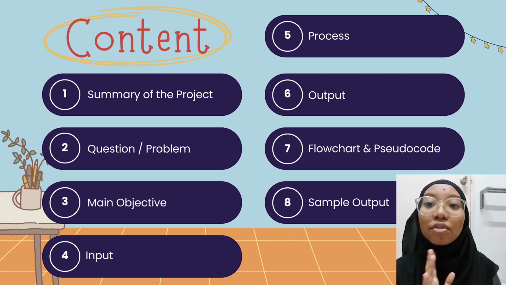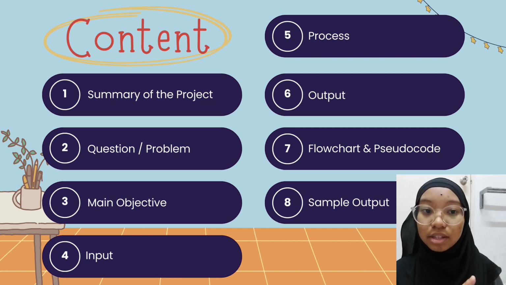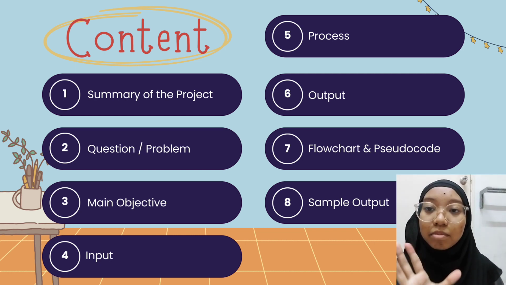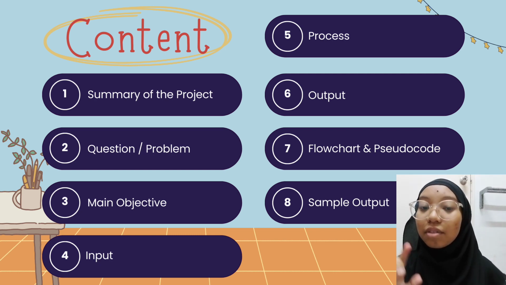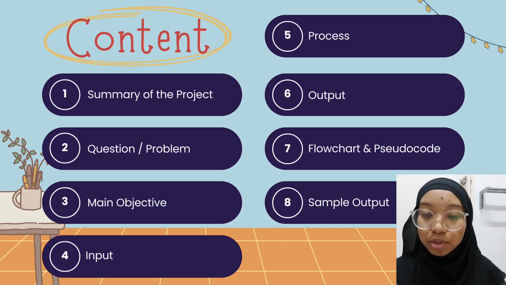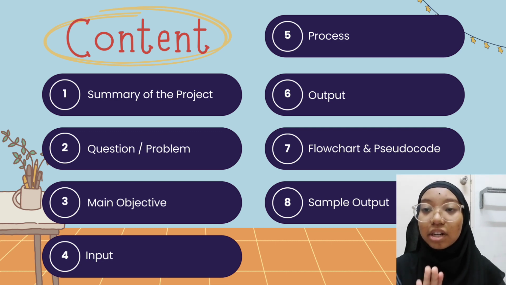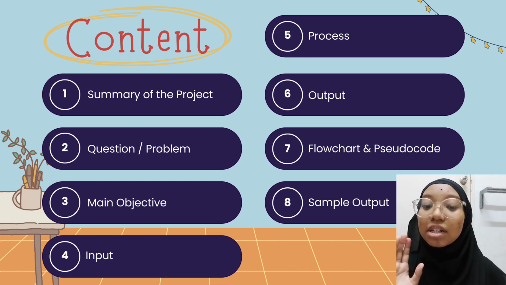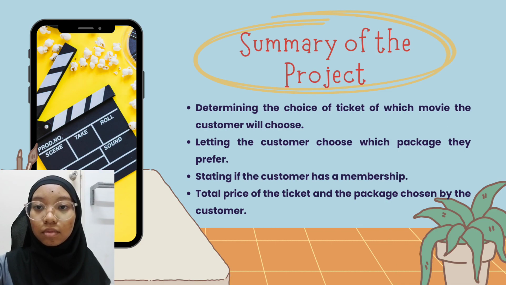Here is the content of our presentation. The first one is the summary of our project, second is the problem, third is the main objective, fourth is the input, followed by process and output, then we have the flowchart and pseudocode, and the last one is the sample output.